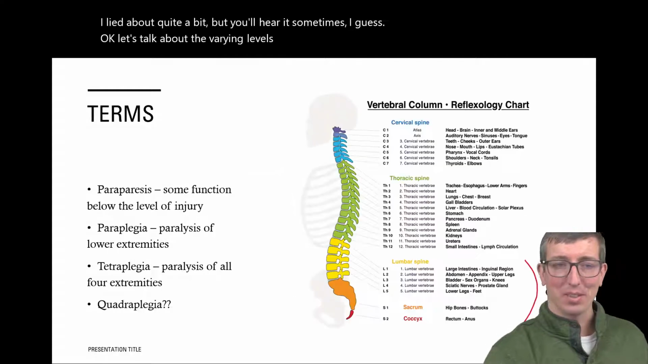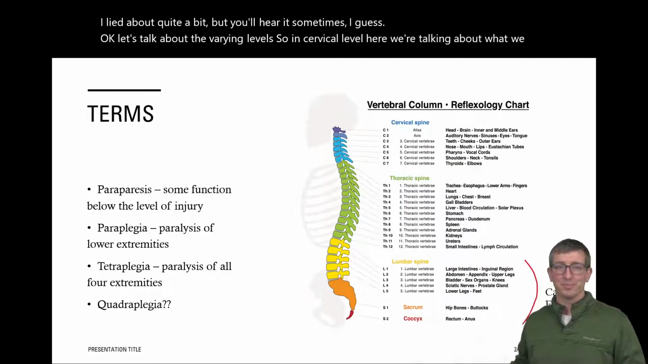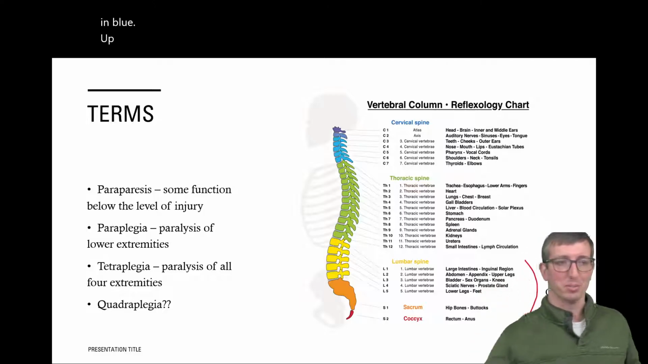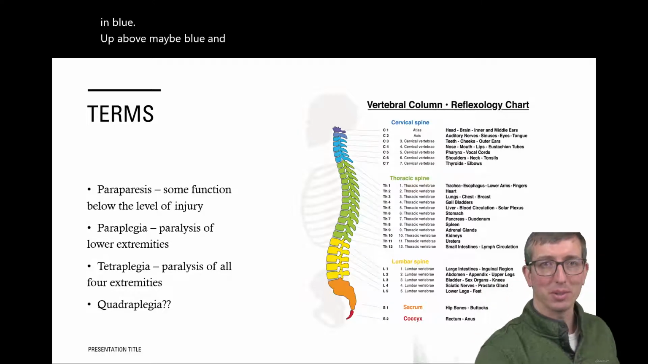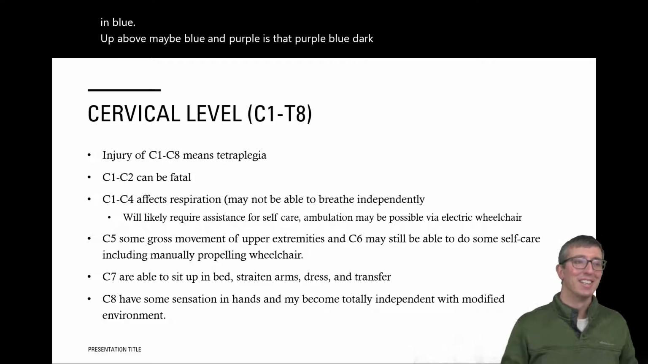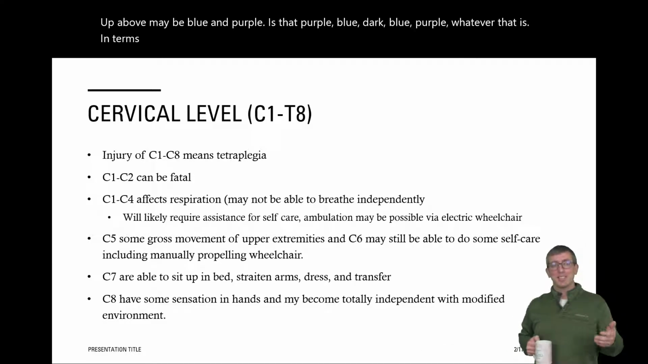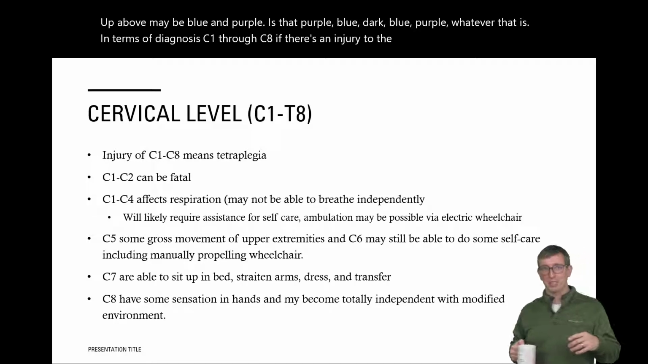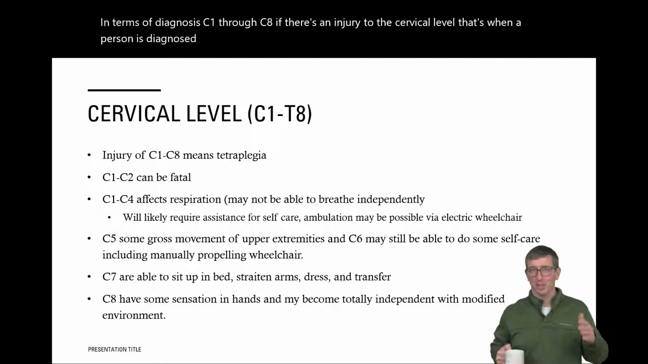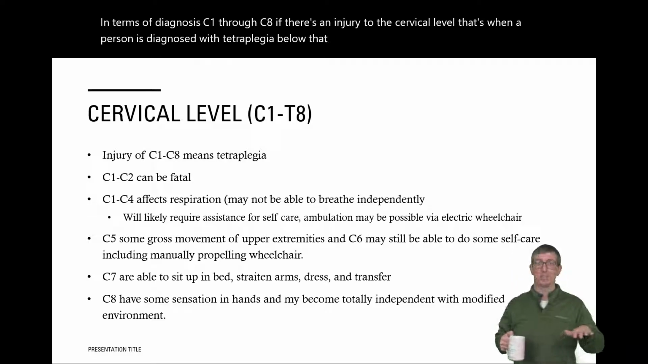Okay, let's talk about the varying levels. The cervical level here, we're talking about what we see in blue up above, maybe blue and purple. Was that purple? Blue, dark blue, purple, whatever that is. In terms of diagnosis, C1 through C8, if there's an injury to the cervical level, that's when a person is diagnosed with tetraplegia. Below that is going to be a diagnosis of paraplegia.